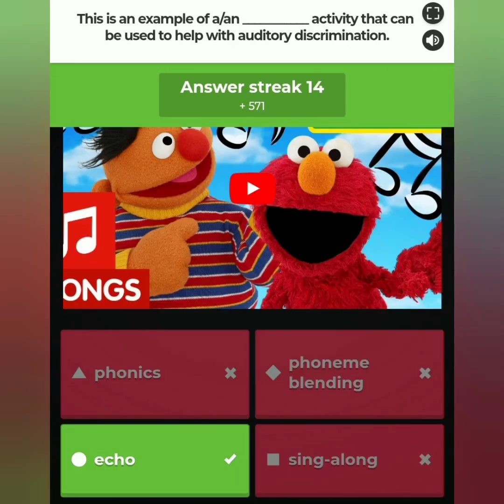Be my echo, be my echo, sing what I sing. It's not a sing-along song. I taught you this. It's an echo activity. Echo songs and echo activities on a whole assist with auditory discrimination. It helps us to assess if the listener is correctly hearing by reproducing those sounds.